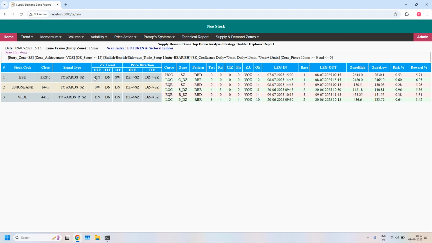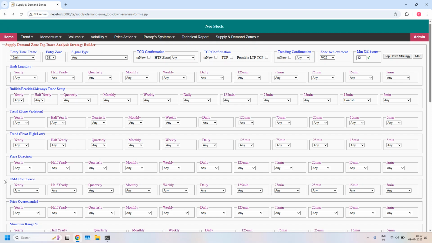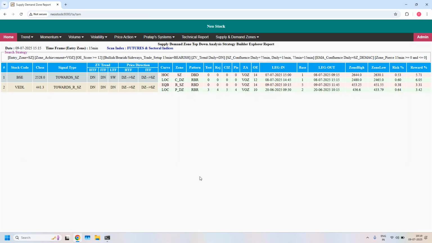And the daily trend is down in only 2 stocks out of 3. So in these 2 stocks, let's verify whether any daily supply zones are having daily EMA. Checking daily supply zone having daily EMA. At the same time, the trend on the daily should not be sideways. It should be only a downtrend because it is a bearish trade setup. So we got both these stocks.